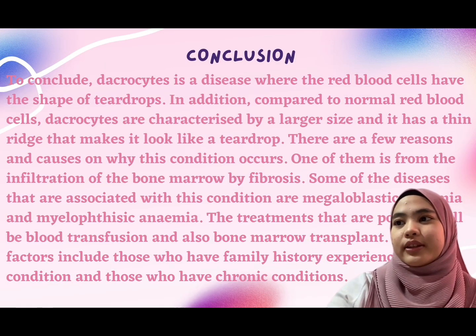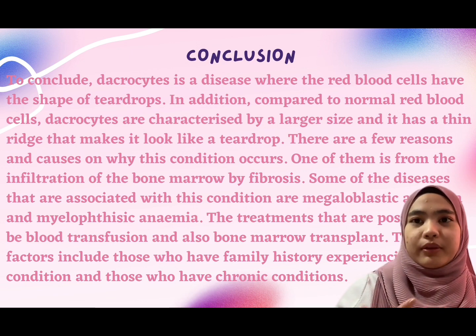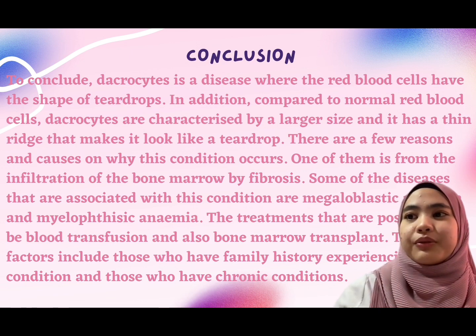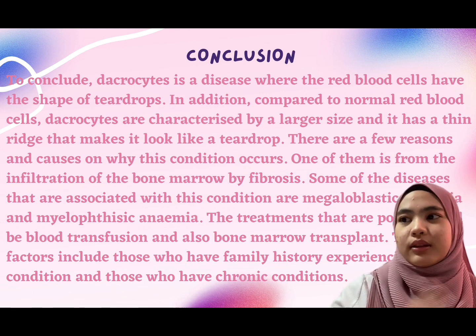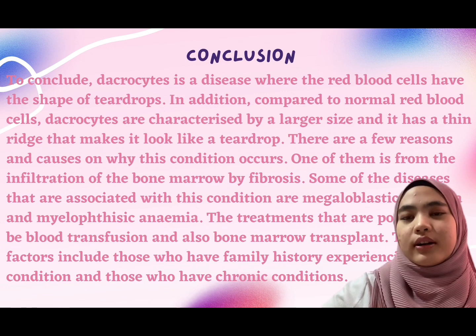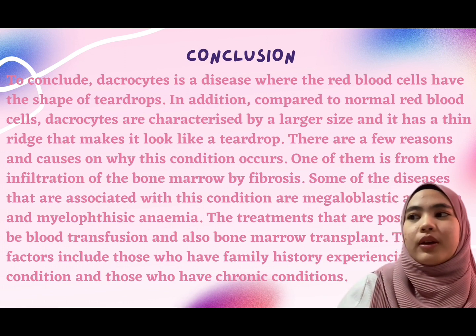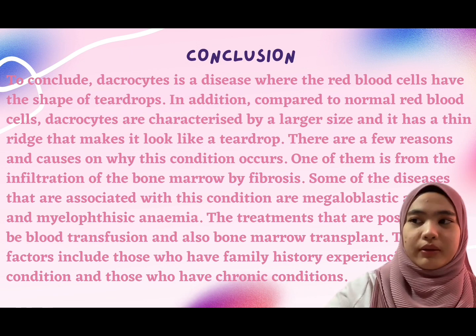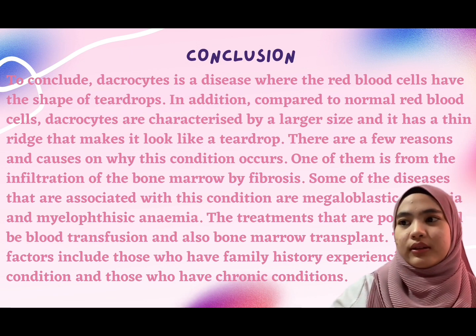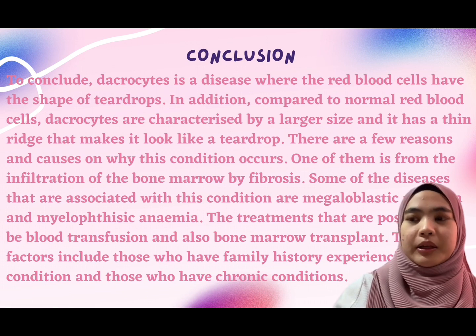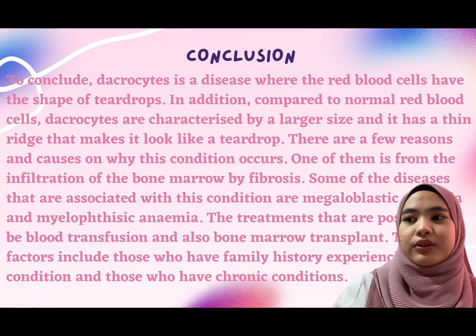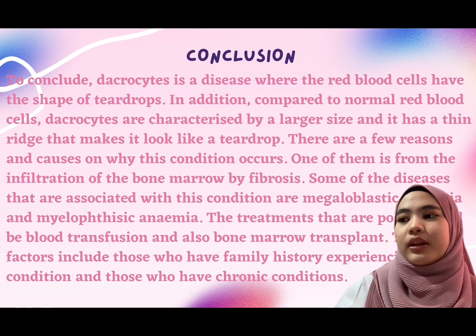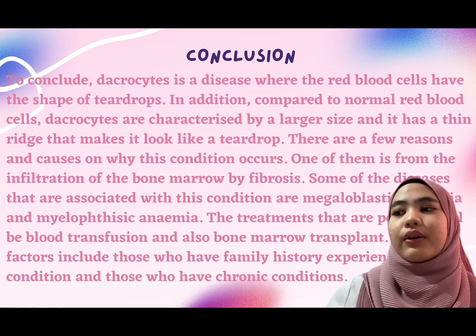In conclusion, dacryocyte is a condition where the red blood cells have the shape of teardrops. In addition, compared to normal red blood cells, dacryocytes are characterized by a larger size and a thin ridge that makes them look like a teardrop. There are a few reasons and causes why this condition occurs. One of them is the infiltration of the bone marrow by fibrosis. Some of the diseases associated with this condition are megaloblastic anemia and myelophthisic anemia. The possible treatments are blood transfusion and also bone marrow transplant. The risk factors include those who have a family history of this condition and those who have chronic conditions.